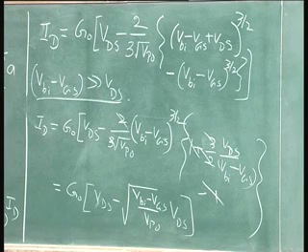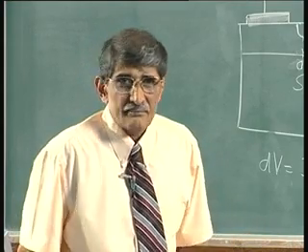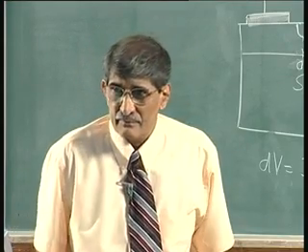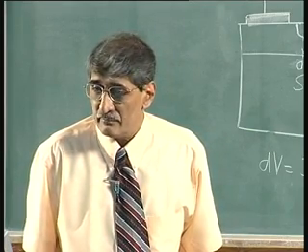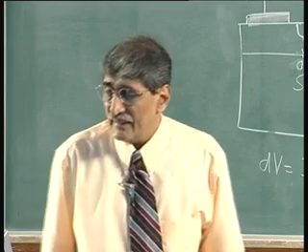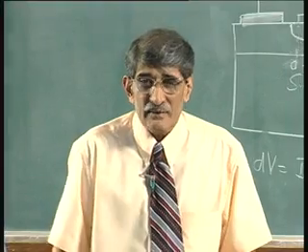Okay. So, this is a linear relationship. Whatever we have discussed now, summed up and put here, is the same expression that we have written there, which is actually G naught into 1 minus square root of (VBI minus VGS) by VP0, into VDS. This is what we got in the previous lecture by taking that uniform thing. This is the linear characteristics.